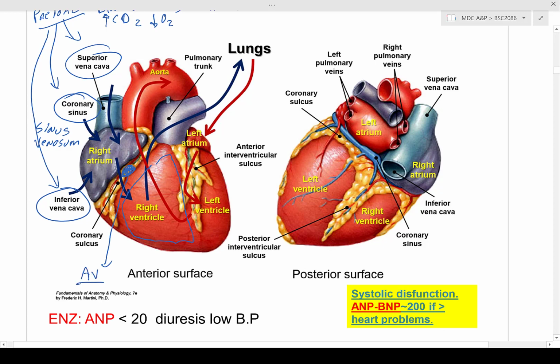So if it's on the right, we're going to call it what? Tricuspid valve. So the tricuspid valve is going to open and allow the blood to go from the atrium into the ventricle. When the atrium is filled with blood, the pressure pushes the valve and the valve opens. So when the valve opens, what's going to happen? Now, blood rushes from the atrium into the ventricles.